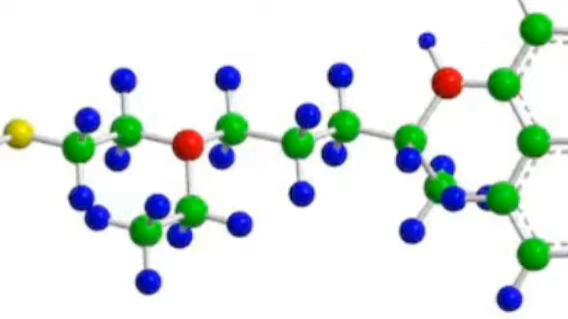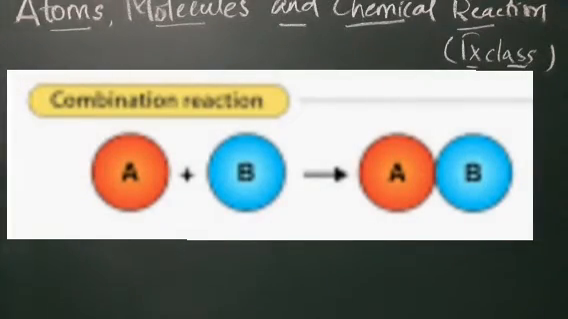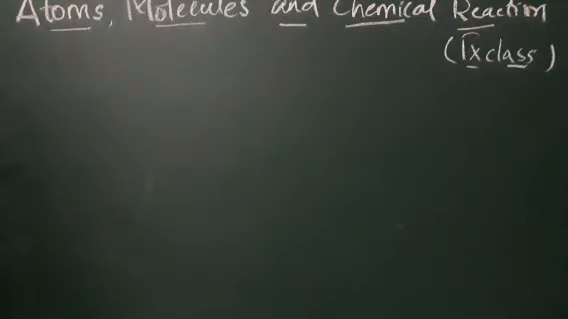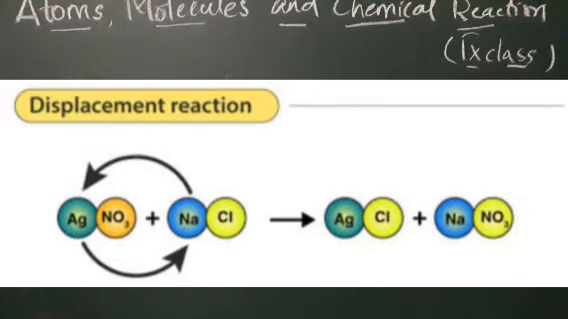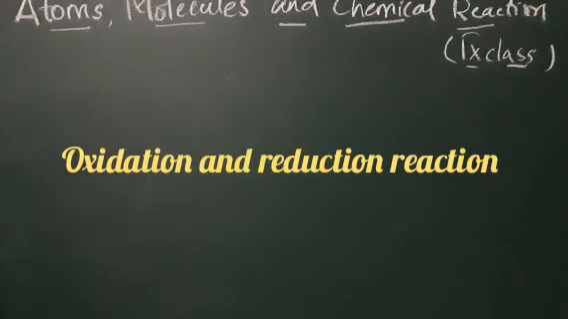We have learned about the types of reactions, in which we have learned about combination reaction and decomposition reaction. In decomposition reaction we have learned about thermal decomposition, electrolytic decomposition, photolytic decomposition. Then we have learned about the displacement reaction and double displacement reaction. In today's class we are going to learn about the oxidation and reduction reaction.